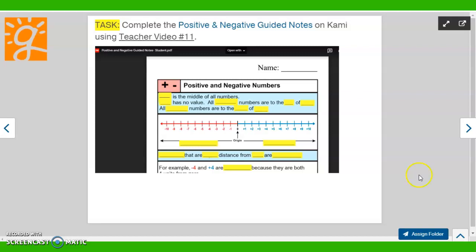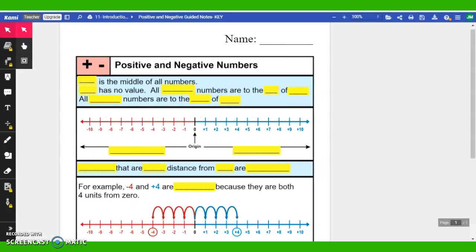So the first thing you're going to need to do is go ahead and open your positive and negative guided notes. You're going to open it with Cami. You should already know how to do this at this point. If not, you can go back and watch the video on how to utilize Cami when you're trying to submit documents. So let's go ahead and complete this together.